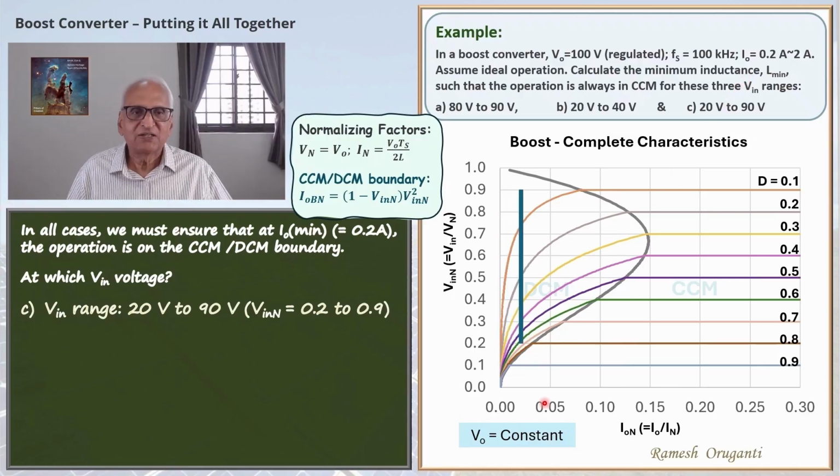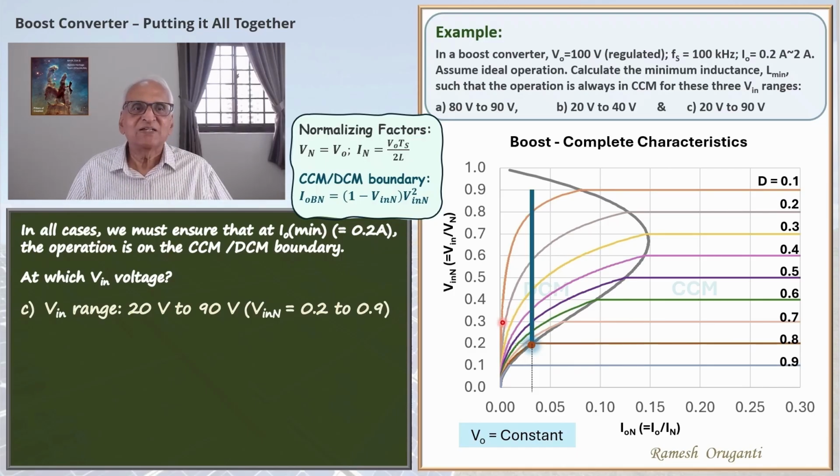If we do that, then this will be chosen as our worst case operating point. In this case, you can see that if the input voltage goes up about 20 volts towards 90 volts, we will be moving into DCM region. So this solution is not acceptable.